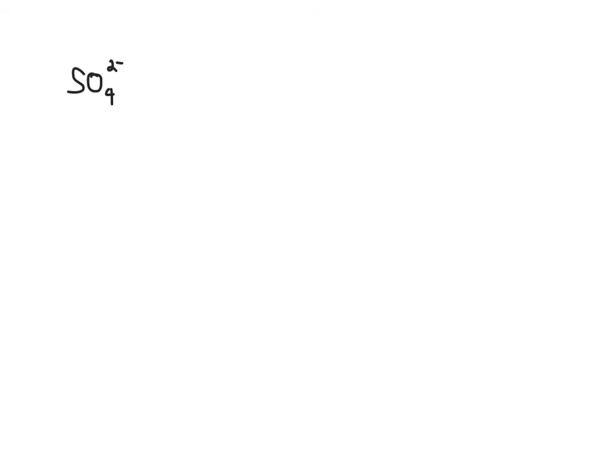So SO4 2-. Sulfur brings 6. 4 oxygens bring 6 each. And then there's a 2-, so you add that in as well. So 5 times 6 is 30, plus 2 is 32. So there's 32 electrons to place.